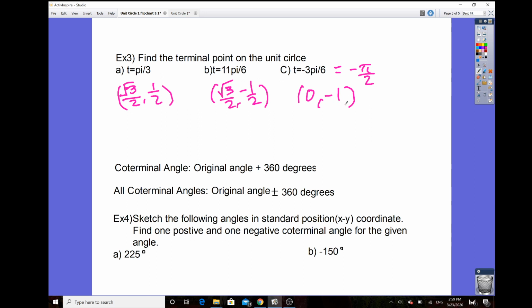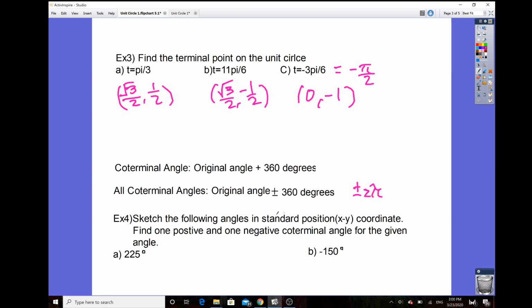Okay. Now the next thing I would like to talk about is called coterminal angles. Anytime you have a big angle, or just a regular angle, the way to find any coterminal angle is simply to add 360 degrees, or add 2 pi if it's in radians. Here's the formula: whatever the original angle is, you either add or subtract 360 degrees, or add or subtract 2 pi.